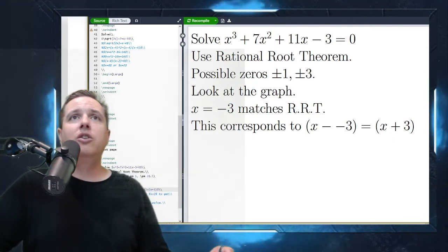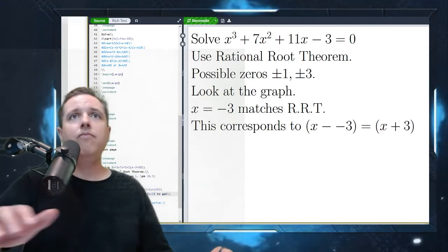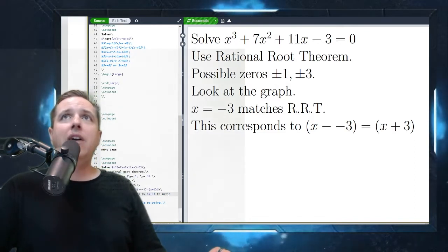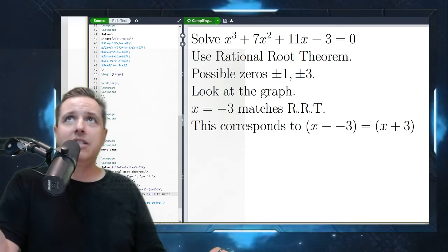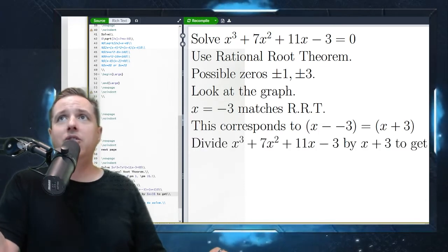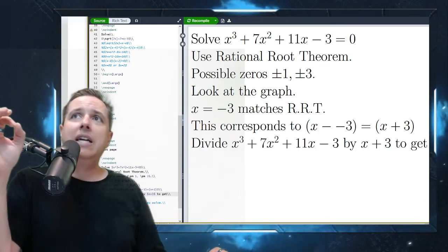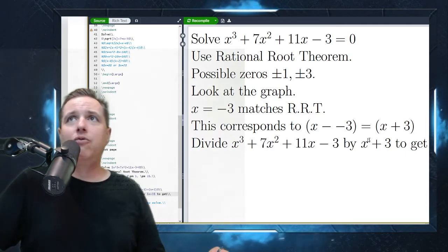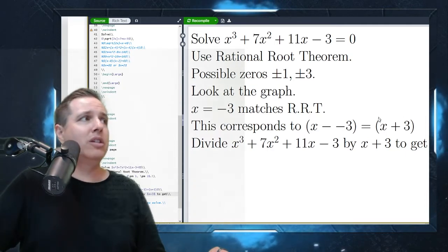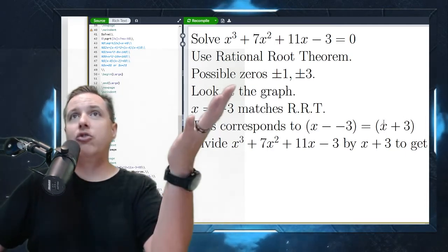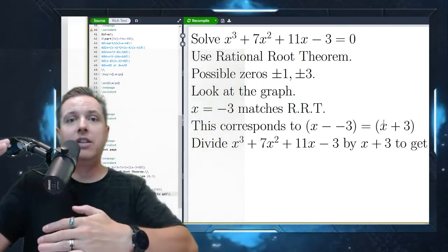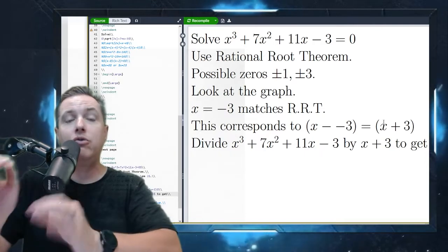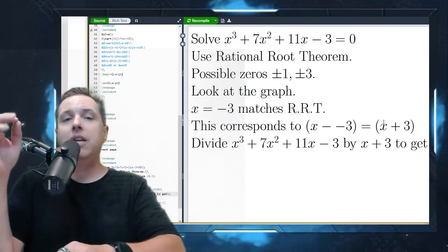So the next step is that we are going to divide the original polynomial from the problem, x cubed plus 7x squared plus 11x minus 3, by x plus 3, this new factor that we just came up with. We just got this factor by looking at the graph. Now I'm going to skip this part. I'm going to leave it to you to fill in the details because you've already learned how to divide polynomials.